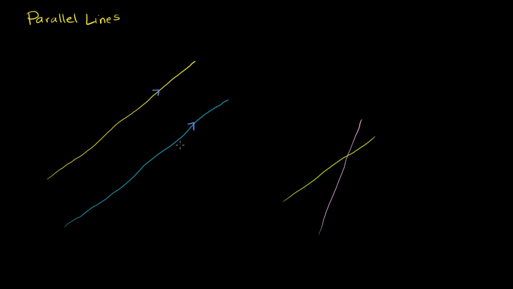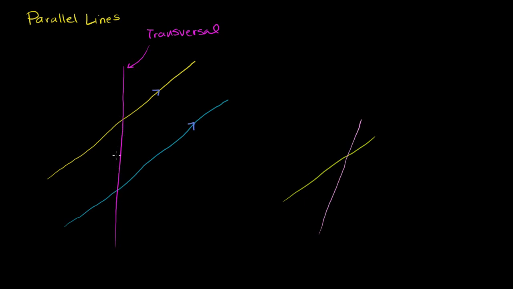And what we want to think about is what happens when these parallel lines are intersected by a third line. Let me draw the third line here. A third line like this. A third line like that. And this third line that intersects the parallel lines, we call a transversal. Transversal line, because it traverses the two parallel lines.